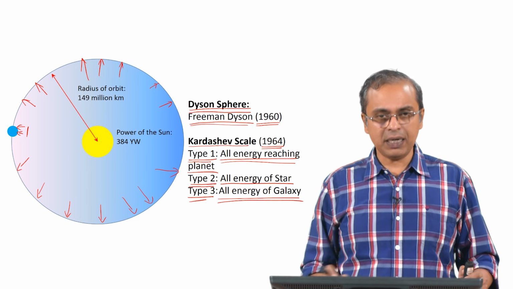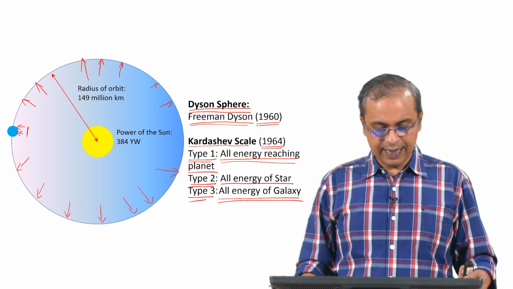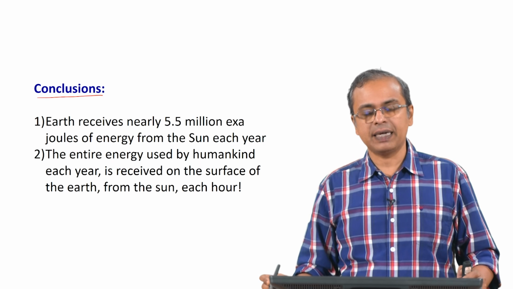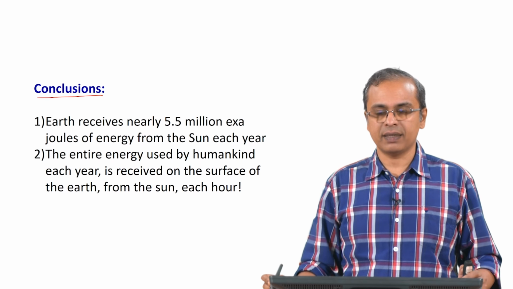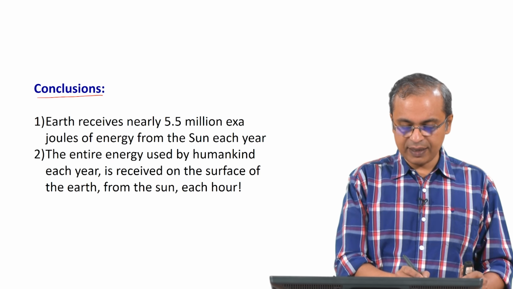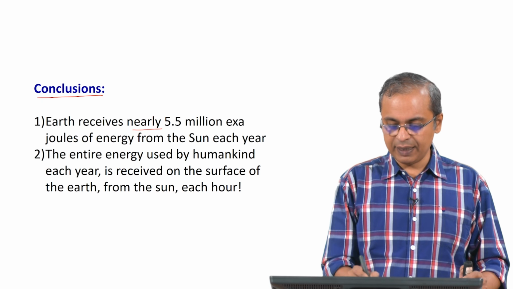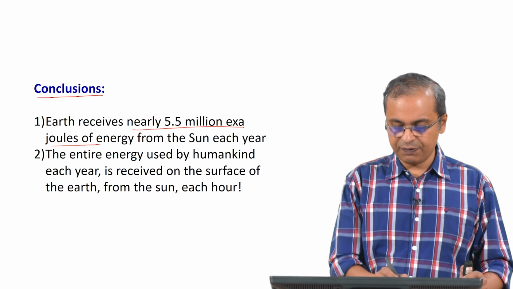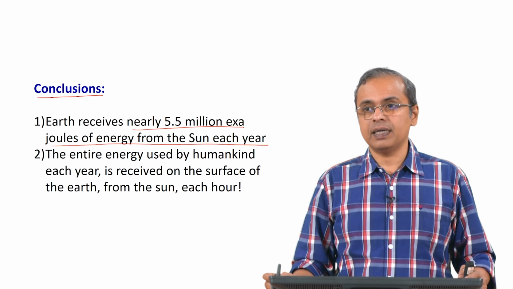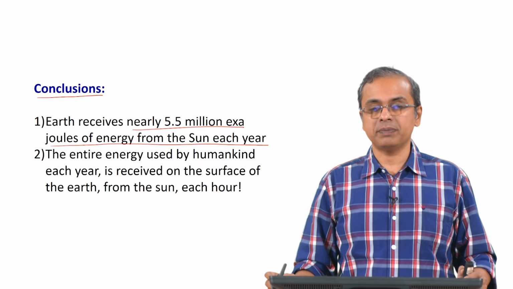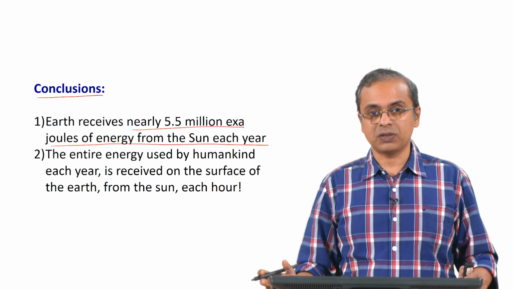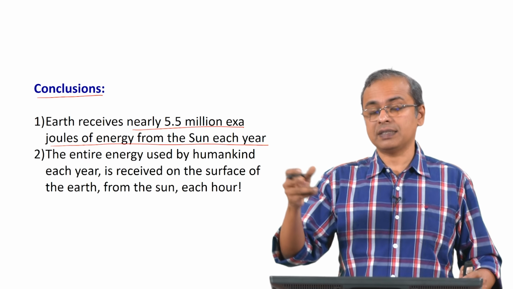So, we did some calculations in this context, and to conclude here, we can briefly look at some of the key things that we saw in this class. First thing being that the Earth receives nearly 5.5 million exajoules of energy from the sun each year. So, that is a huge amount of energy. It is not something that we should ignore or think that it is not much simply because of what we are seeing on the ground.